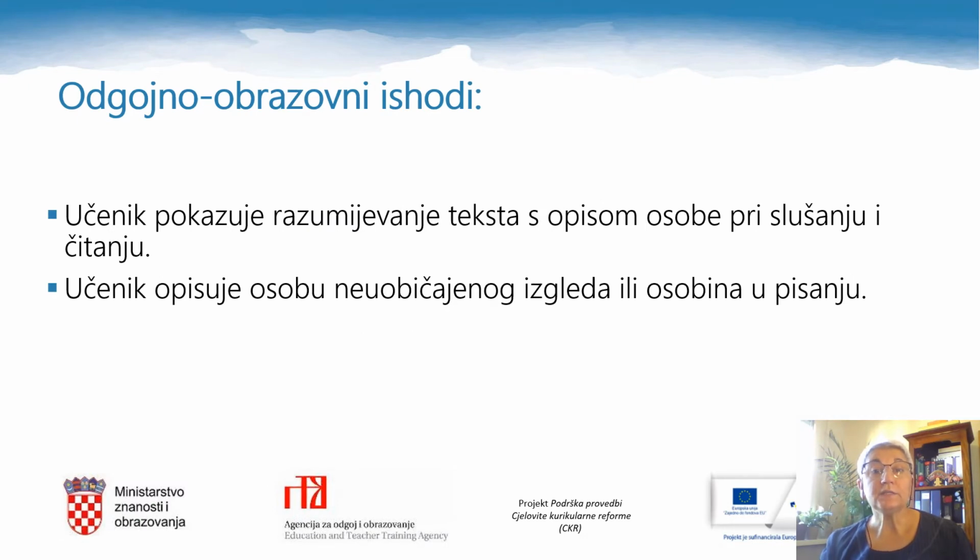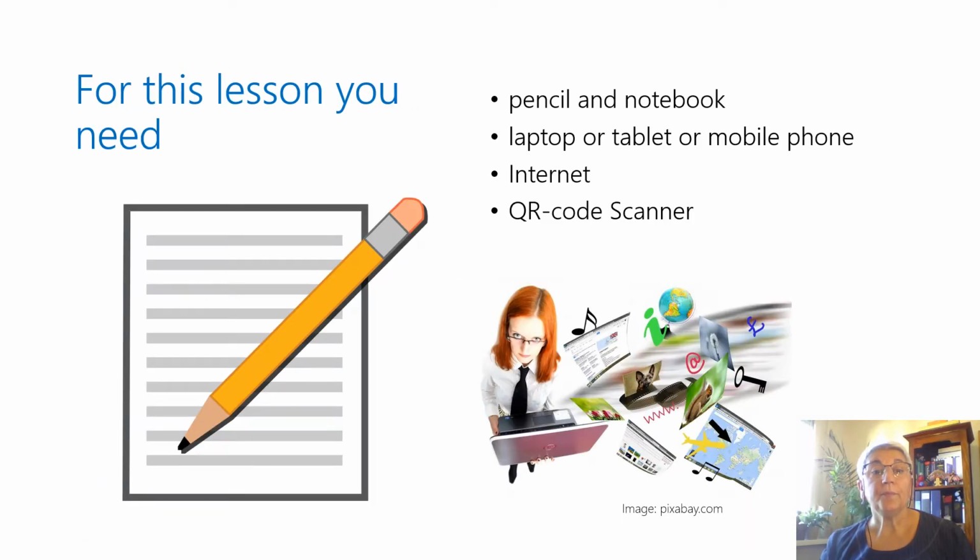In today's lesson, you will read a text about an extraordinary character from literature, and by the end of today's lesson, you will be able to understand the text and to describe a character who is extraordinary. For this lesson, you need your pencil and a notebook, and you will need your laptop or tablet or your mobile phone with a reliable internet connection and a QR code scanner.